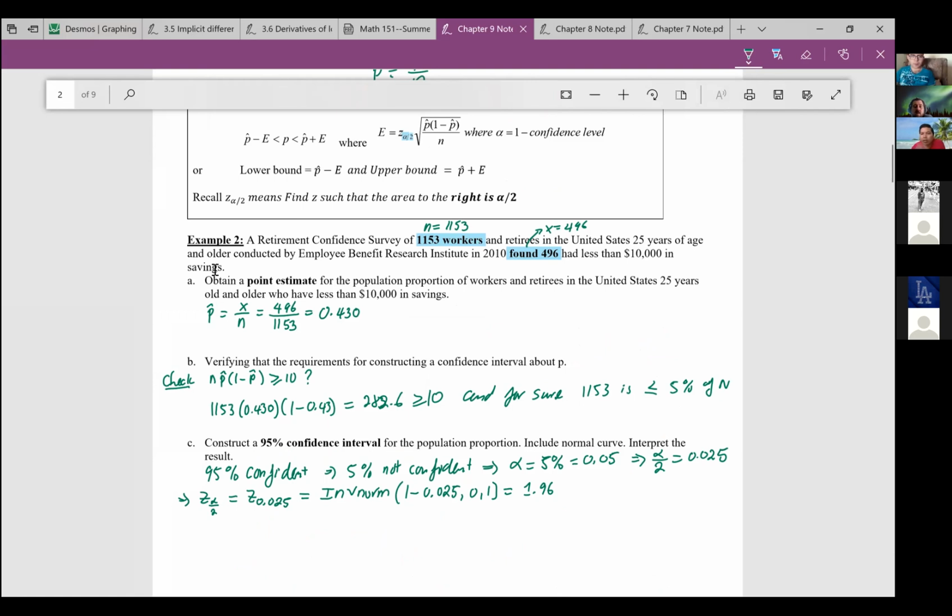Okay. All right. So we have to find two independent things. We have to find Z alpha over 2, and then we have to find the sigma, which is that formula right there. Okay. And feeling a bit better, Grayson?